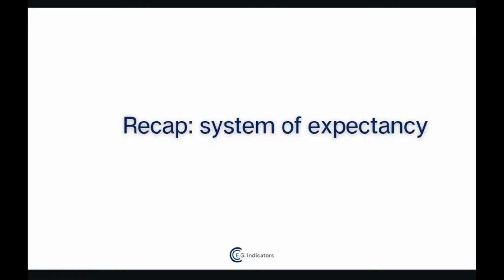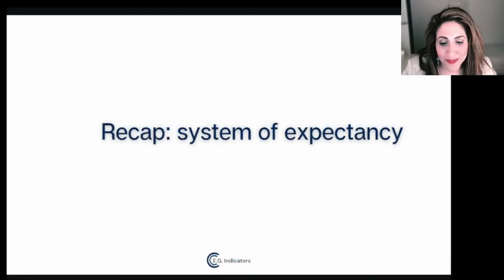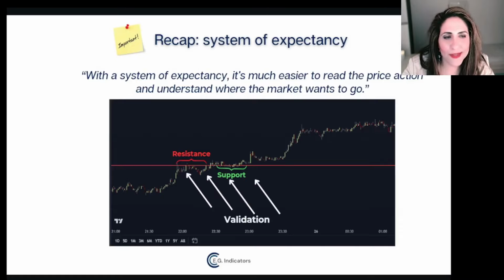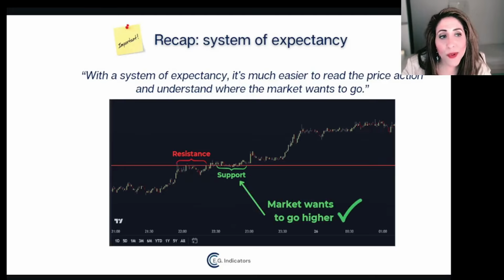Guys, do you remember the system of expectancy? Significant price levels provided to you ahead of time provide you with a system of expectancy. So it becomes much easier to read the price action and understand where the market wants to go. So we have the levels, a good reference to understand the price action, and we had a few validations. So at this point, we understand where the market wants to go.